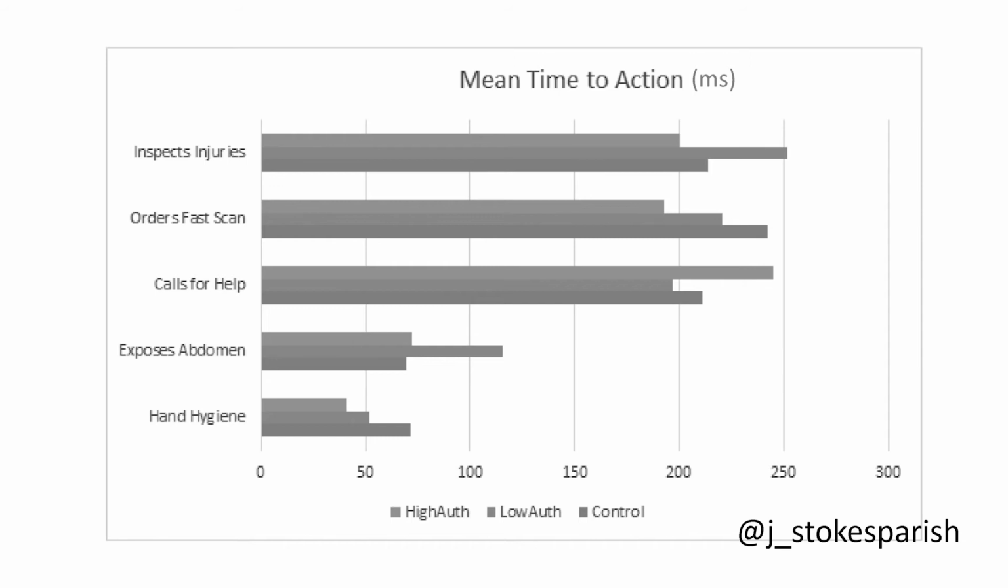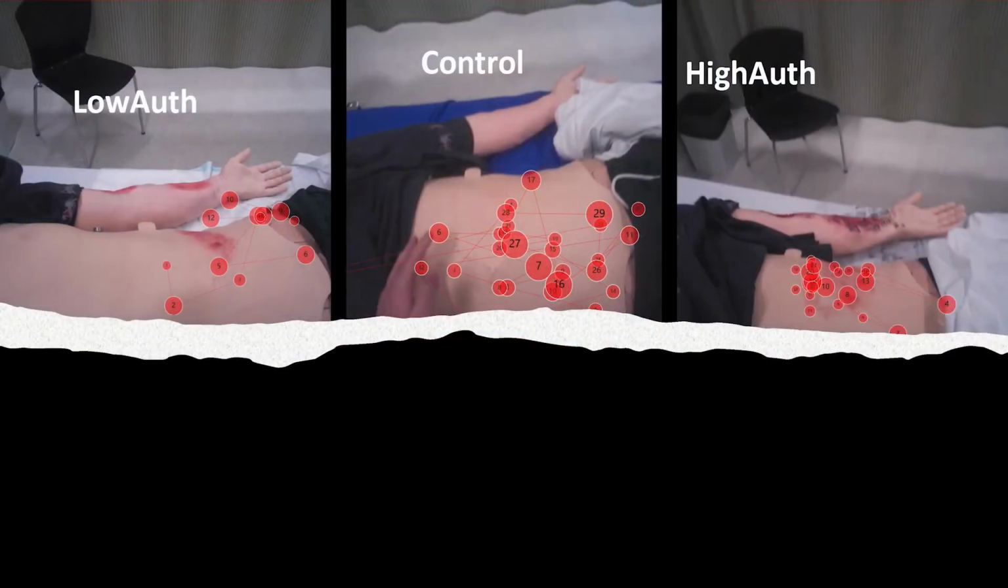In self-reporting of engagement, the high authenticity group rated realism the highest. And in the eye tracking data, the high authenticity group had more focused patterns of looking and observation and looked more frequently at the injury sites compared to the other two groups.